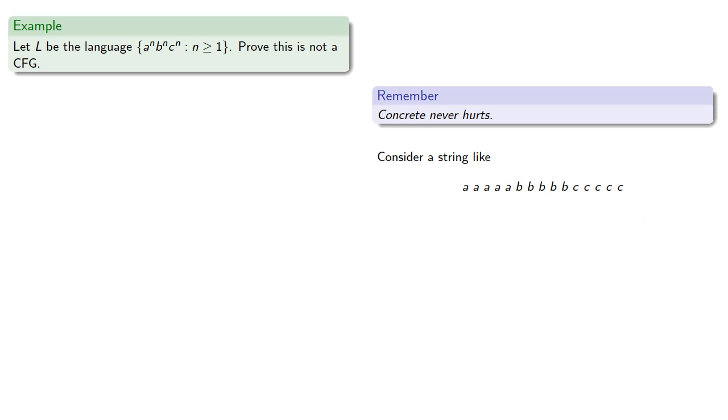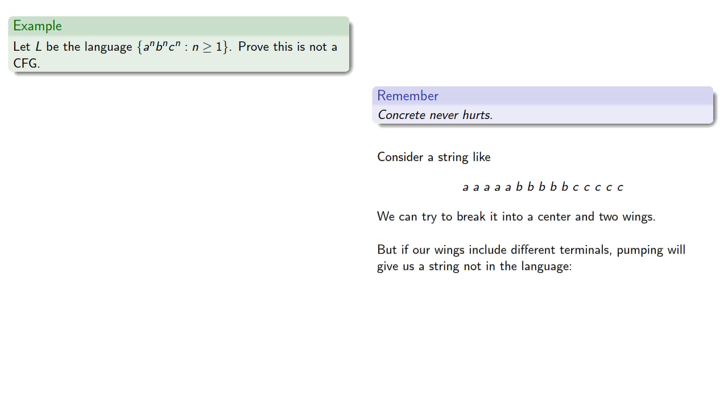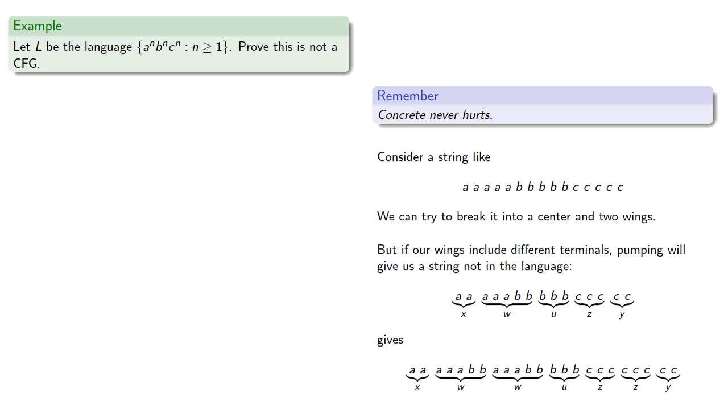We can try to break it into a center and two wings, but if our wings include different terminals, pumping will not give us a string in the language. For example, if we break it up this way, we can't repeat W and Z because that'll put a bunch of B's in the middle of all of our A's, whereas the strings in our language have to consist of A's followed by B's followed by C's.